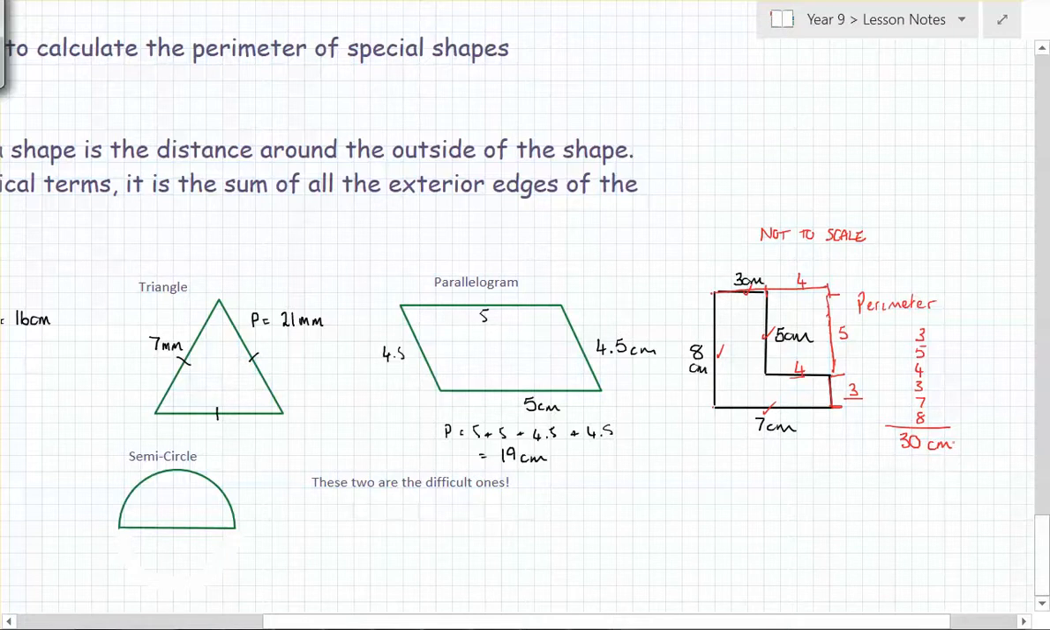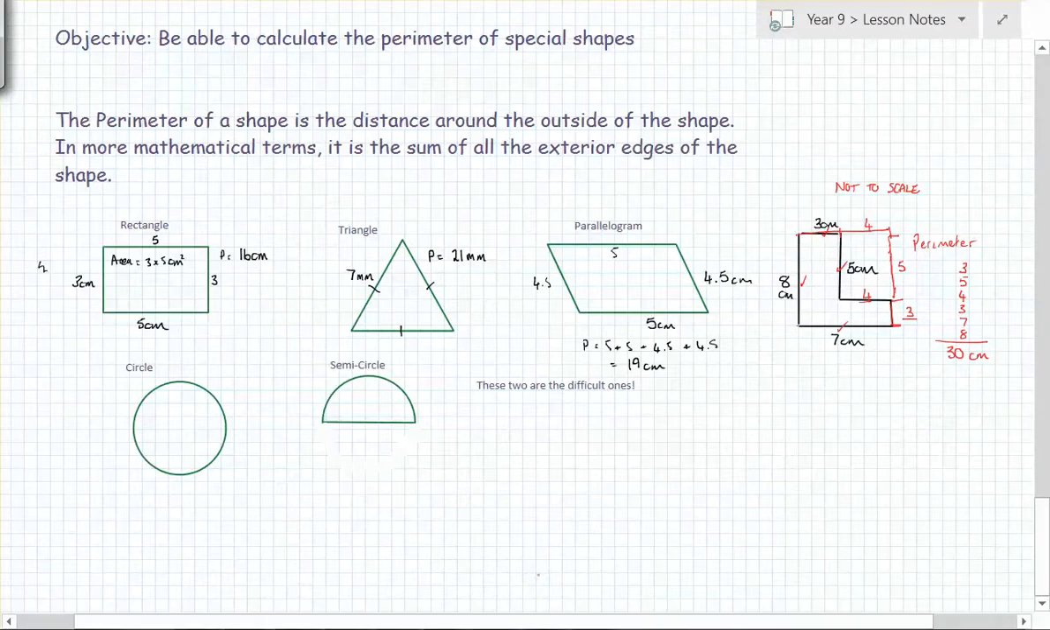So that's how you would find it if it's a compound shape like that. I do want to go into the circle bit, but I think that will be quite complex. So do you want to write those ones down first?